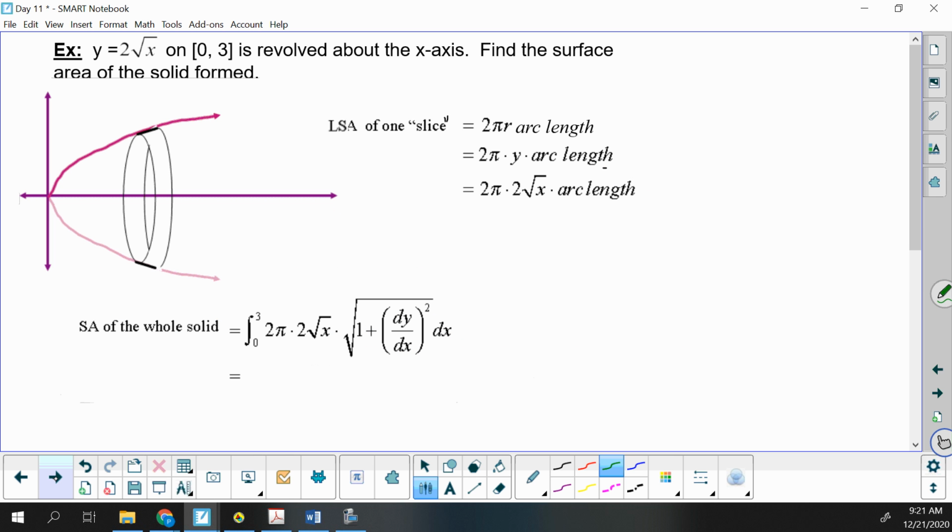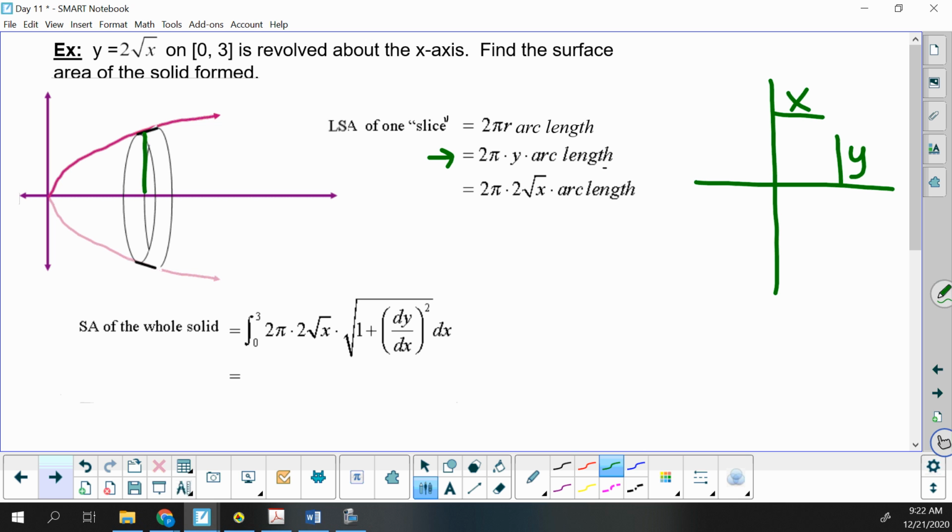So let's look at that example, the 2 radical x on 0 to 3. So we need to do 2 pi times the radius times the arc length. When we are working with these, a good thing to keep in mind is in general what y and x are defined as. This is y, it's a vertical coming from the x-axis, and this is x. So our radius here would just be this length, which is just a y, which is why in this step we have 2 pi times y times the arc length.